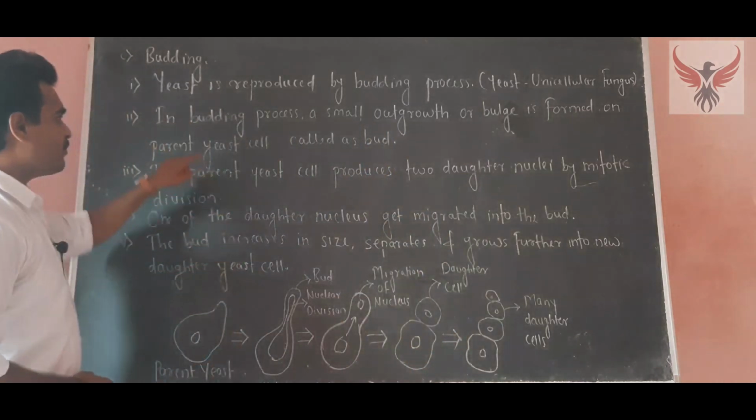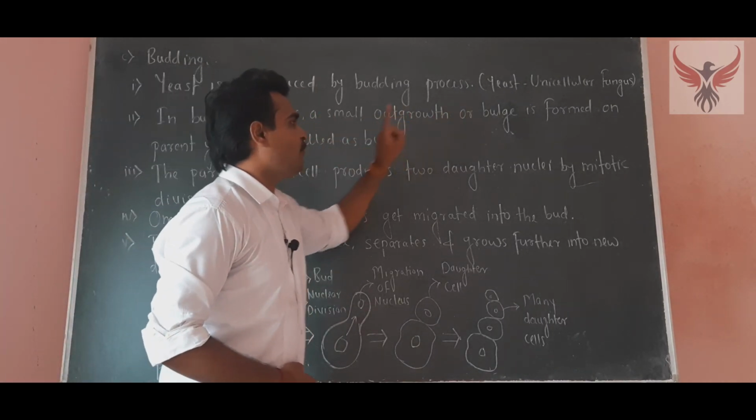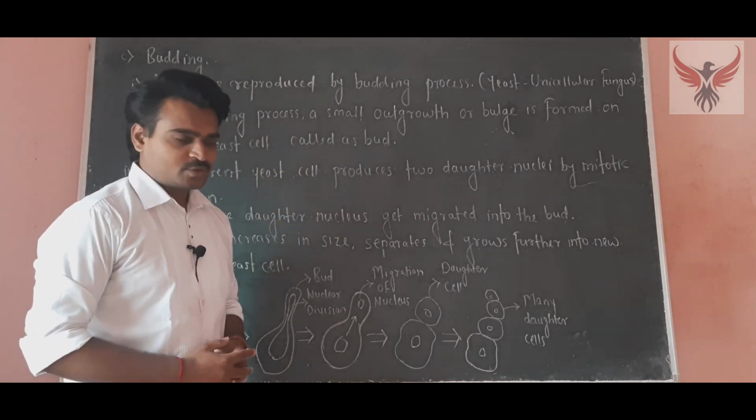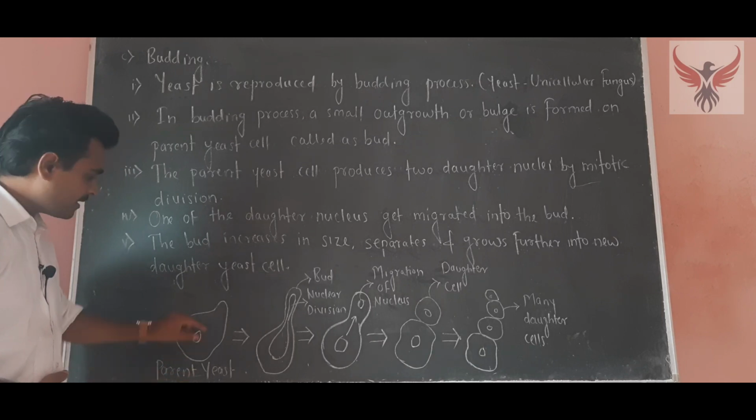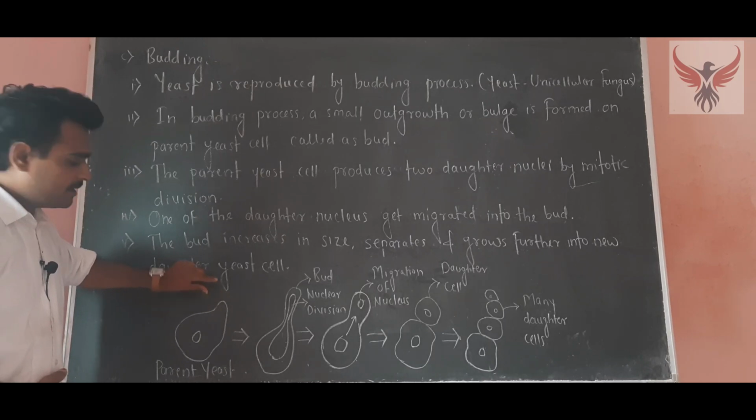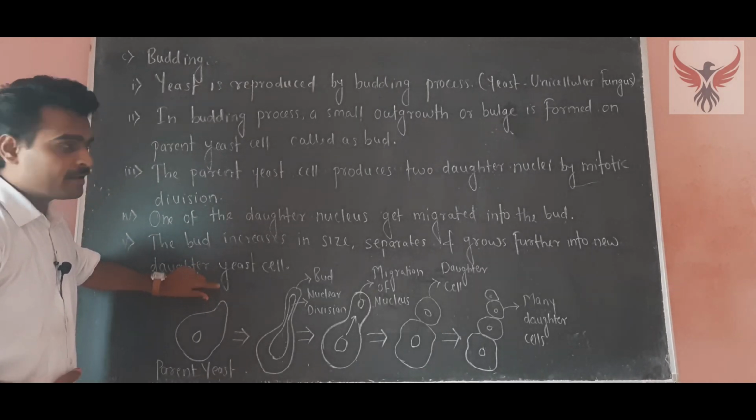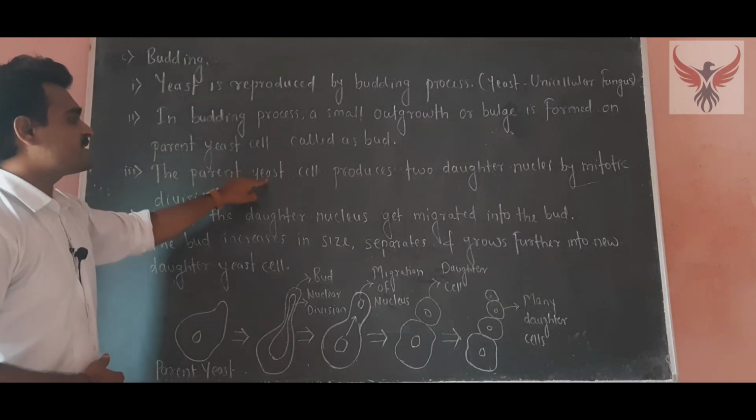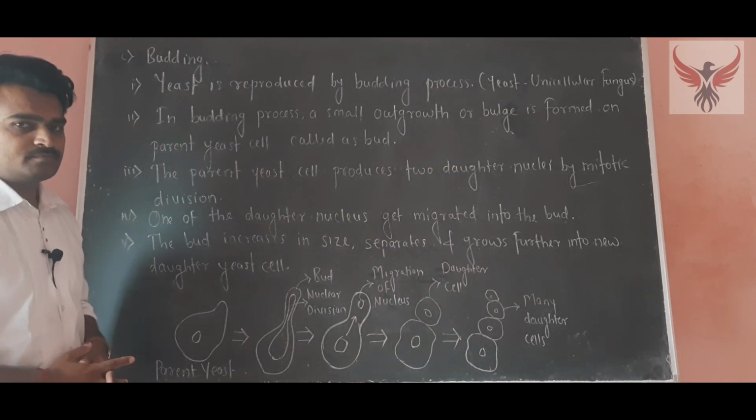The second point here is, in the budding process a small outgrowth or bulge is formed on the parent yeast cell, called a bud. So here in the diagram you can see the parent yeast cell, and a small outgrowth or bulge is formed. This small outgrowth is called a bud. Is it clear?